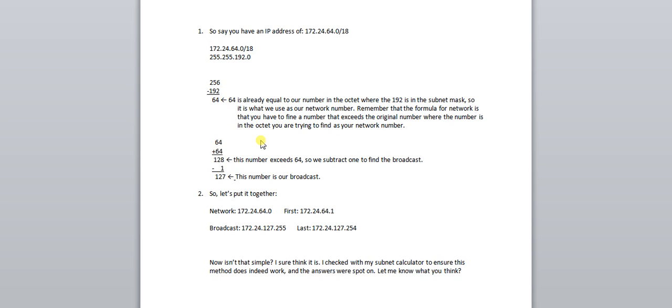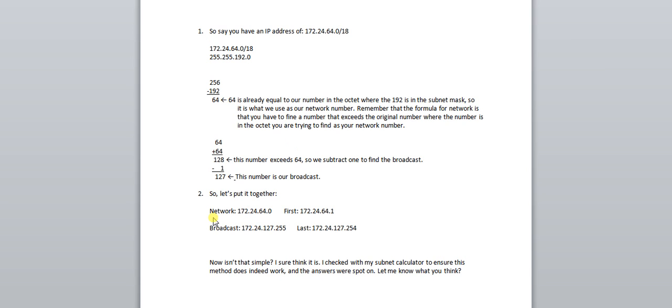Remember that the formula for network is that you have to find a number that exceeds the original number where the number is in the octet you are trying to find as your network number. So we use 64. 64 plus 64 gives me 128. This number exceeds 64, so we subtract 1 to find the broadcast. 127 becomes our broadcast. So we're going to put this together. Since 64 is already equal to our number, that becomes our network number.